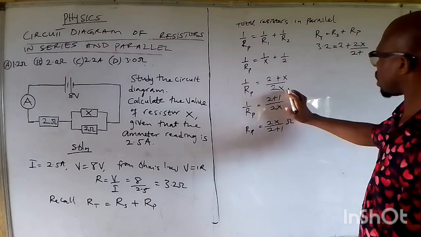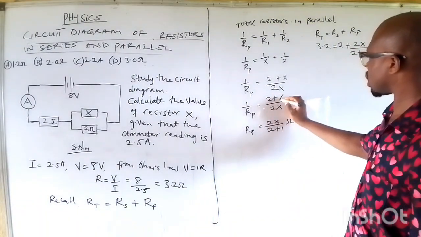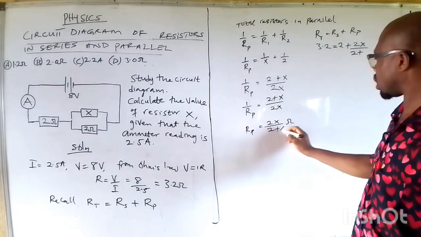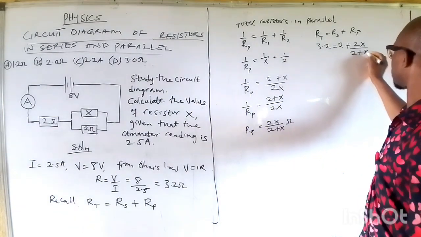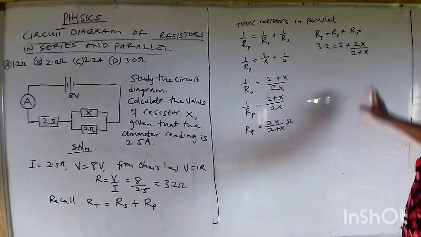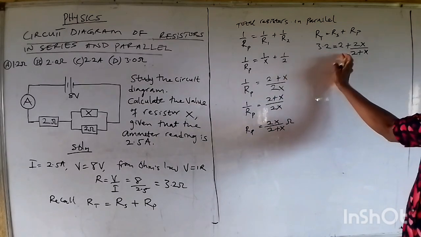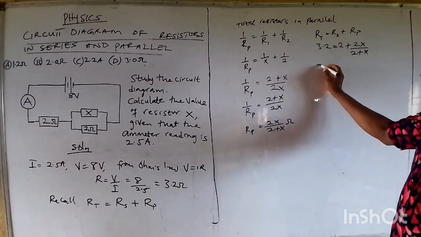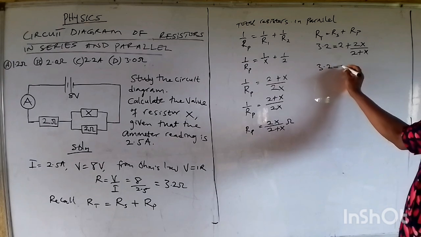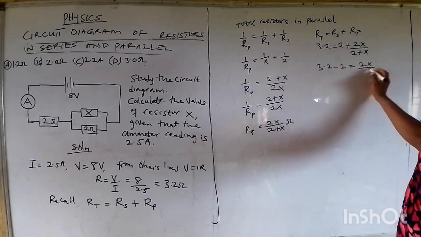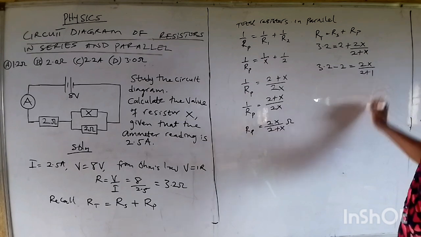Sorry, so that is X here, please. That is X here. 2 plus X. Okay, 2 plus X here. So this is 2 plus X here. If we now collect like terms, these are like terms, 3.2 minus 2 will give us 2X all over 2 plus X.